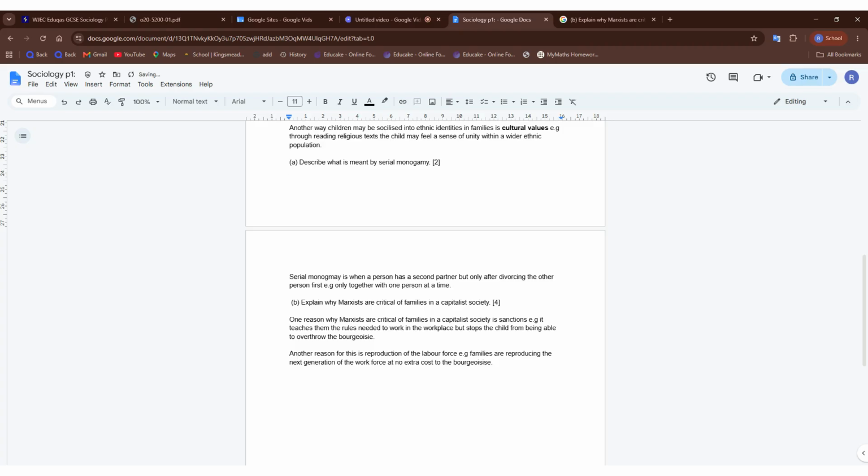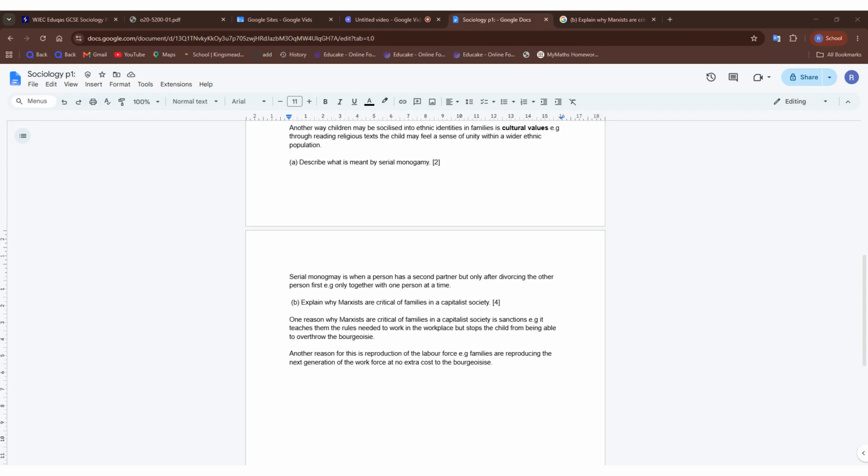Explain why Marxists are critical of families in a capitalist society. And the answer for that one is: one reason why Marxists are critical of families in a capitalist society is socialization. Example, it teaches them the rules needed to work in the workplace, but stops the child from being able to overthrow the bourgeoisie. Another reason for this is reproduction of the labour force. Example, families are reproducing the next generation of the workforce at no extra cost to the bourgeoisie.